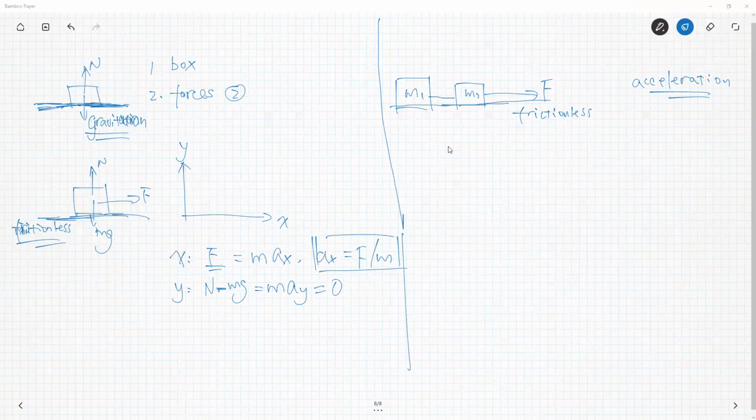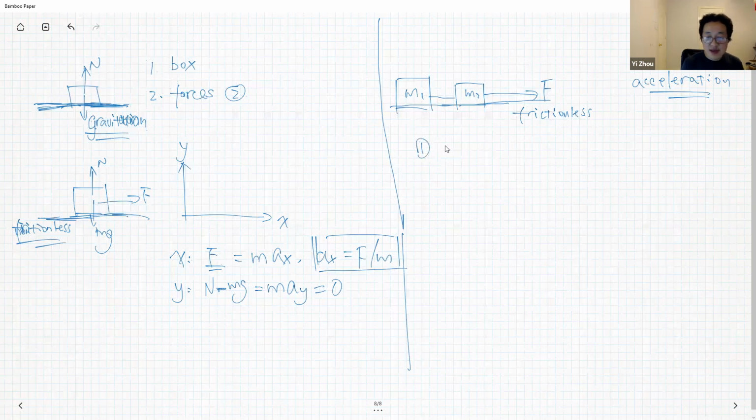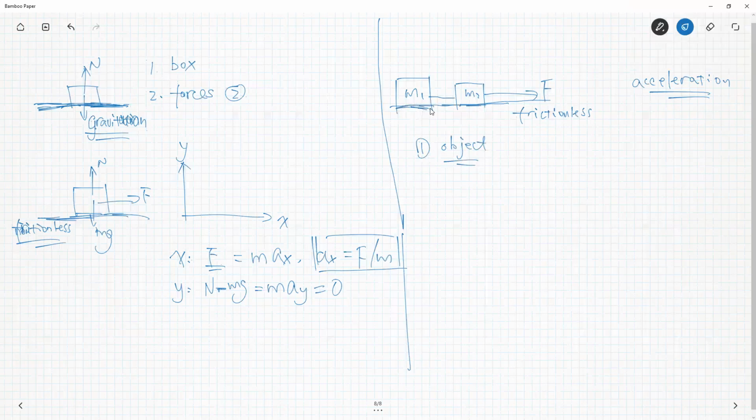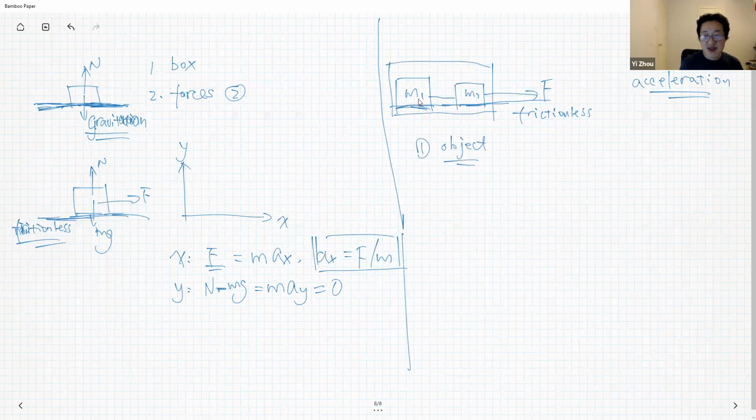So if we want to find acceleration for these two, what is the object we are studying? Step 1: find the object, right? Are we using M1 or M2 or together? Together. Yeah, in that case, we can draw a big box, so we treat them as one object. So let's study this one object.